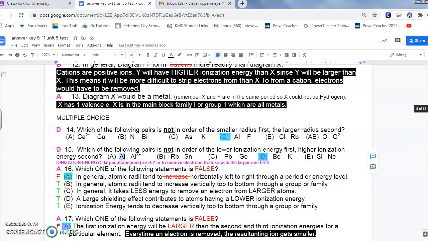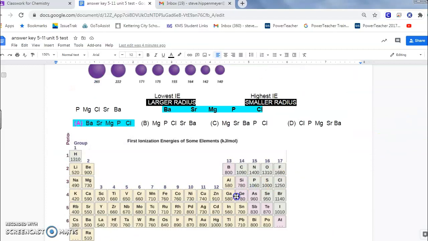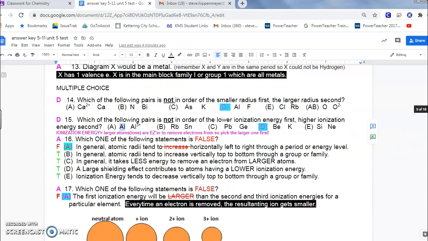What about silicon and neon? Silicon is to the left of neon. Neon would be right over here. So silicon would be bigger than neon. Not only that, neon's a row above it. So even if silicon was right beneath neon, it should be bigger than neon. So what happens here? As we go left to right, they get smaller. So silicon's bigger than neon. Silicon should have a lower ionization energy than neon. Silicon should be first, and it is. The answer is D.